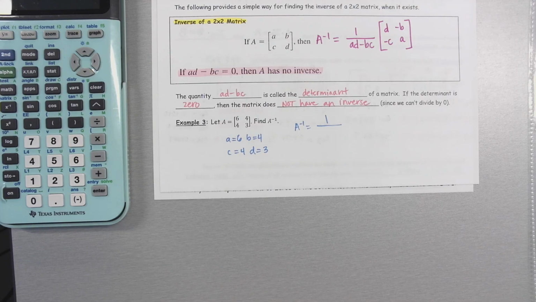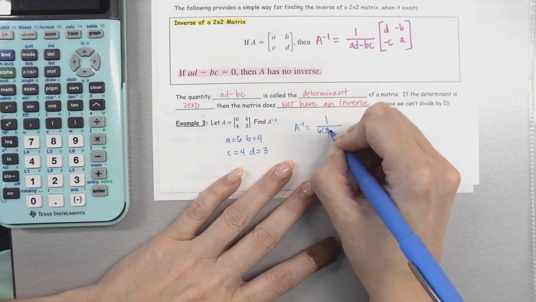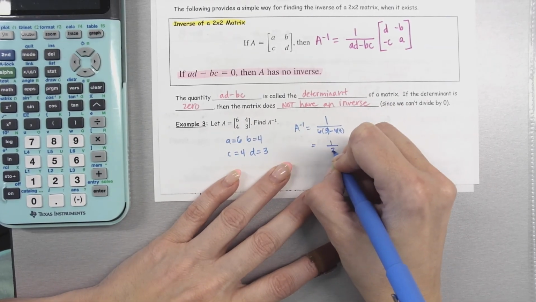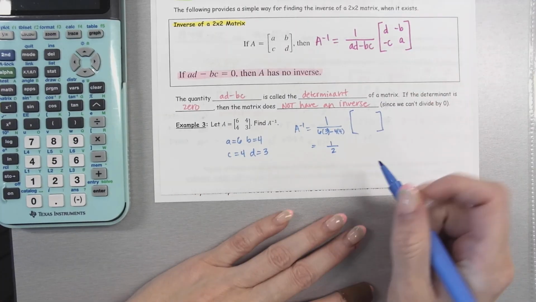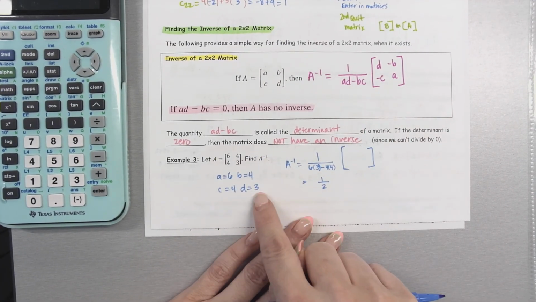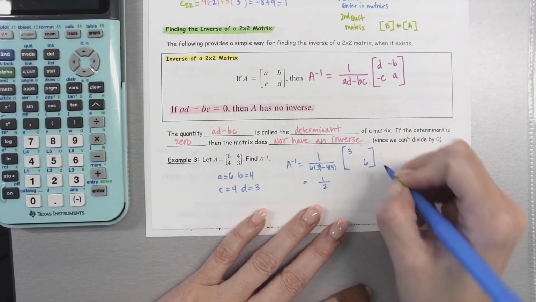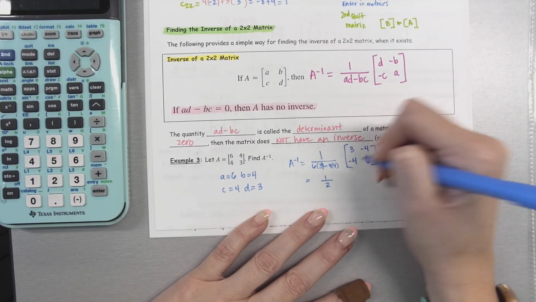Okay, so in the denominator you have AD minus BC. So 6 times 3 minus 4 times 4, which is going to be 1/2, 18 minus 16. When you are making the matrix, D and A switch places. So if D is 3, it's now in the upper left corner. A is 6, that's now in the lower right corner. And then these become the opposite.